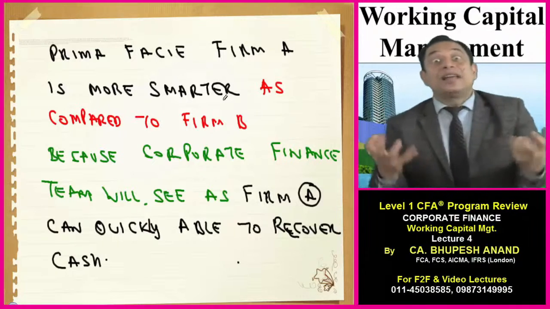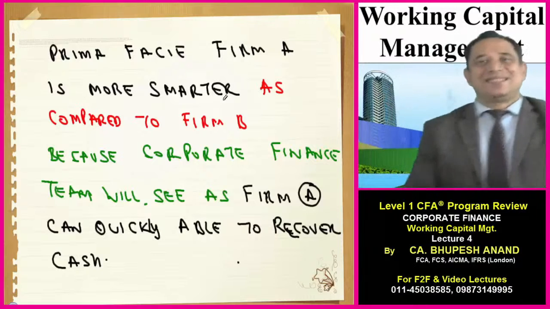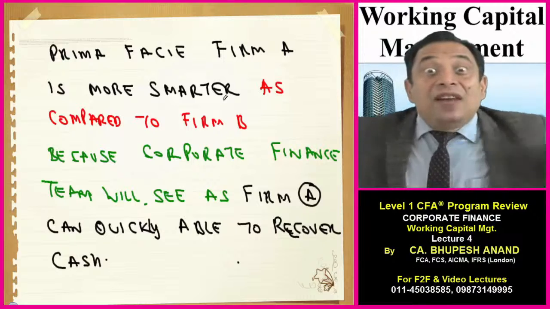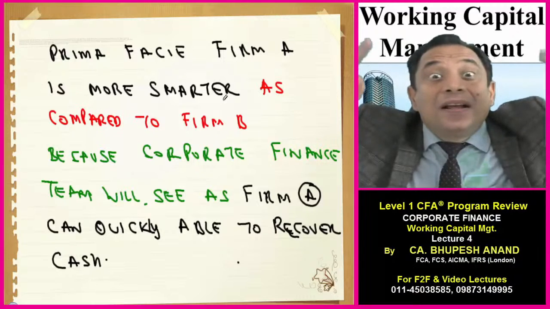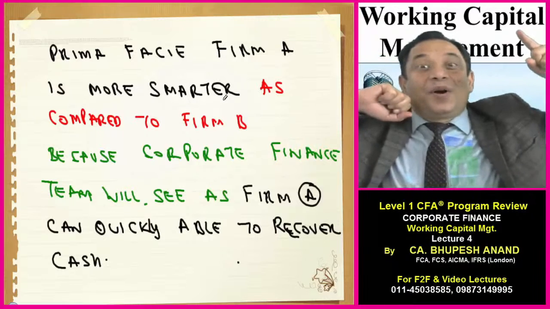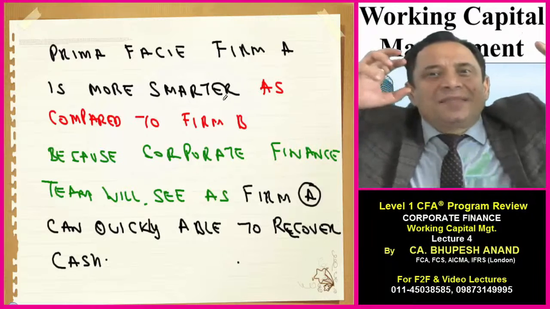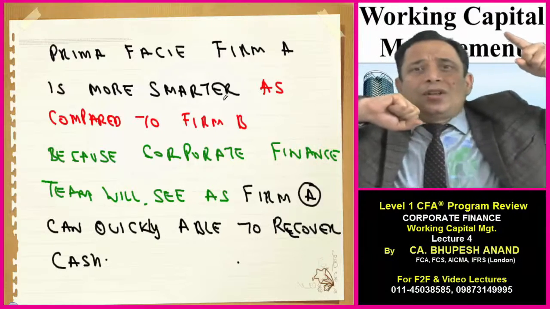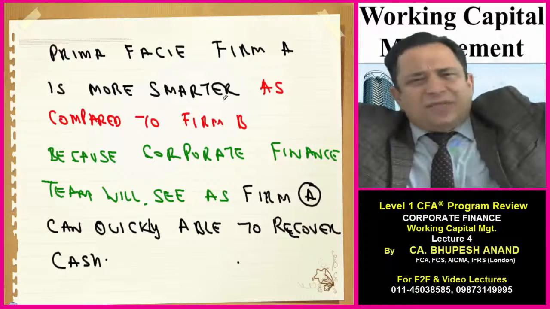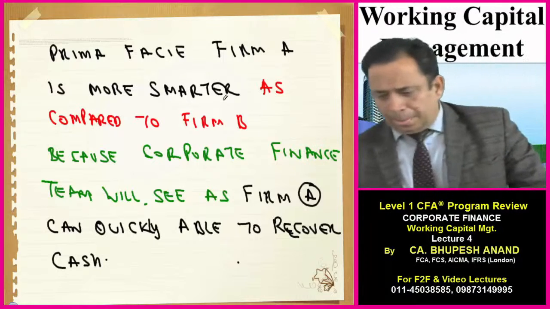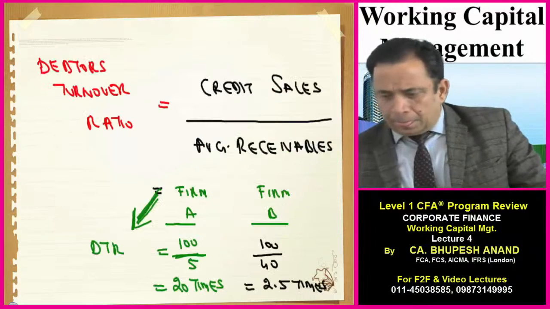Now, why will a firm give a lower credit period? Can you tell me? Why will a firm give a lower credit period? Because of popularity of the product, because they are giving some schemes, or because of good management style. There are so many factors we will discuss. Just write down this case study for debtors turnover ratio.